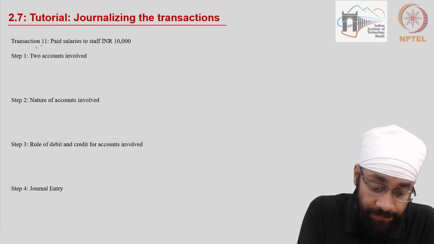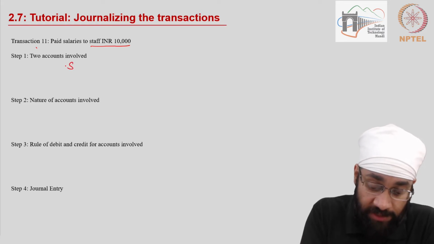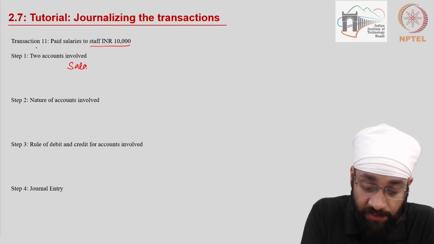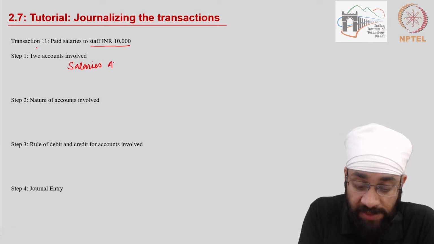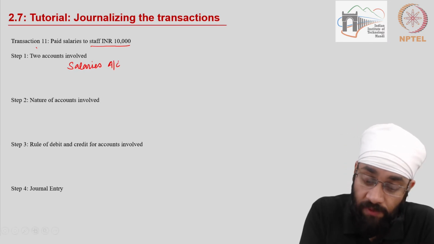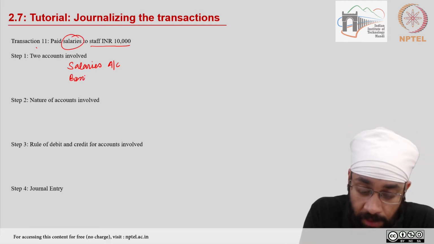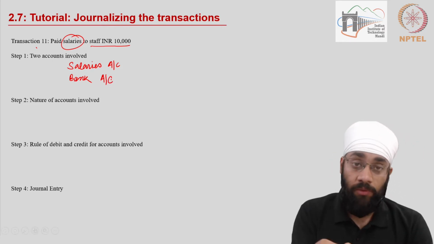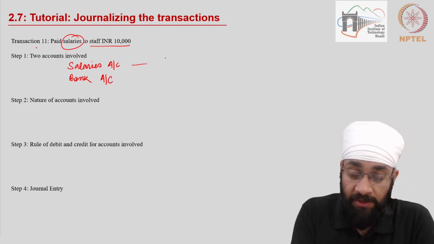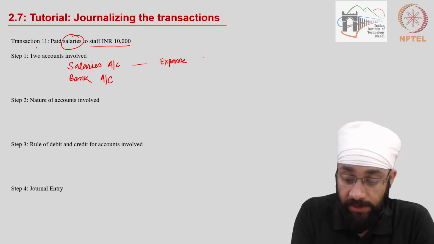Transaction 11 is paid salaries to staff. So salaries represents the right of the business over the use of the services of the staff. Salaries account is one account which is involved, and salaries have been paid. Typically salaries are paid through the company's bank account. So these are the two accounts involved here. Salaries are an expense for the business, and it's a nominal account.